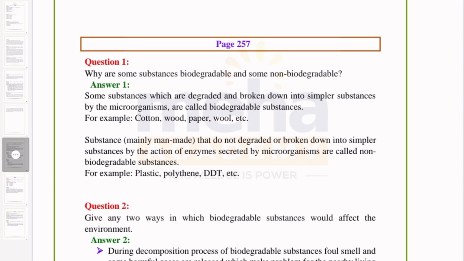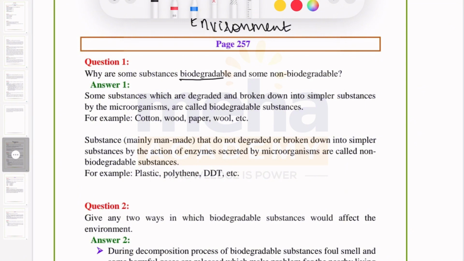Hello children, today we will see the book questions in the chapter Environment. So the first question: why are some substances biodegradable and some non-biodegradable?